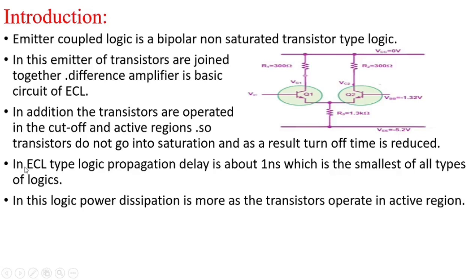Okay. And next point, in ECL type logic, propagation delay is about 1 nanosecond, which is the smallest of all types of logics. It means that compared to all other logic families, emitter coupled logic has very little propagation delay. Okay, and next point, in this logic power dissipation is more as the transistors are operated in the active region. It means that compared to all other logic families, this emitter coupled logic family requires more power because all the transistors are operated in the active region.